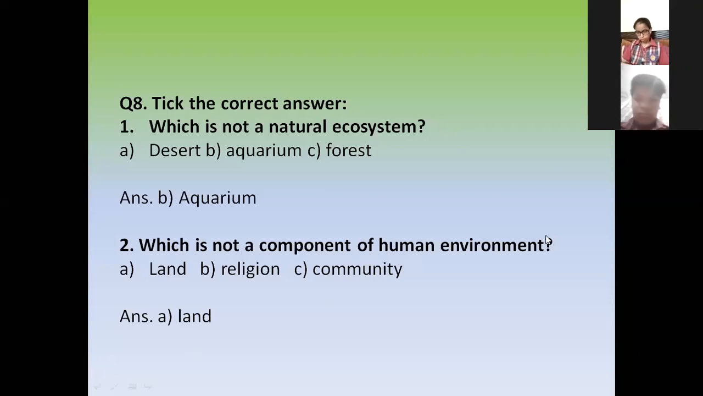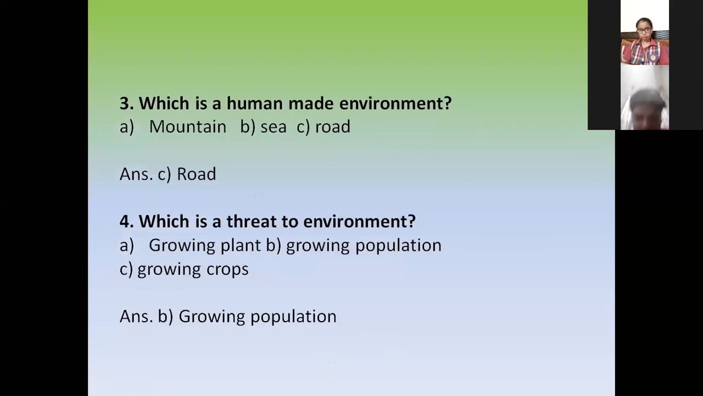Which is not a component of human environment? Land, religion, or community? Land. Because human environment means things related to human beings. For example, religion and community, they both are related to human beings and their relationships, but land is not related to human. Okay. Then next is, which is human-made environment? Mountain, sea, or road? Road. Road is made by man.